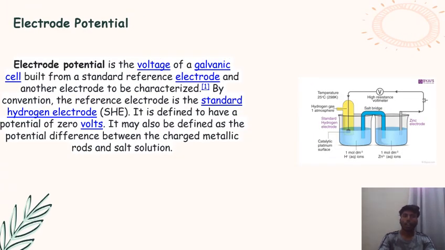Now, electrode potential. The electrode potential is the voltage of a galvanic cell built from a standard reference electrode and another electrode to be characterized. By convention, the reference electrode is the standard hydrogen electrode, SHE, which is defined to have a potential of 0 volts. It may also be defined as the potential difference between the charged metallic rod and the salt solution.